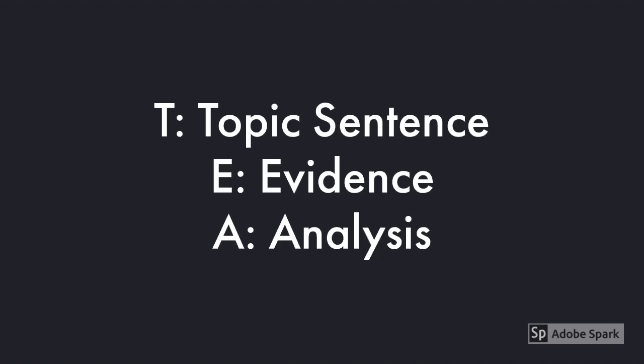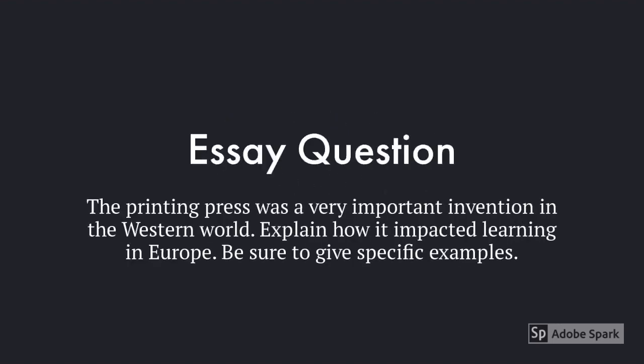The T is the topic sentence, the E is the evidence in the paragraph, and the A is the analysis needed in the paragraph. For this example, we will be working with an example essay question. The printing press was a very important invention in the Western world. Explain how it impacted learning in Europe. Be sure to give specific examples.